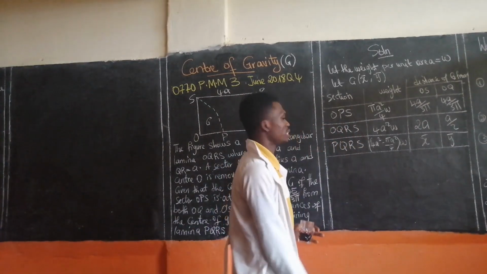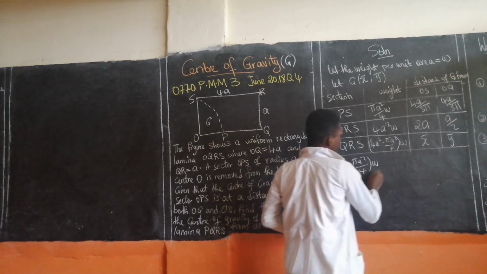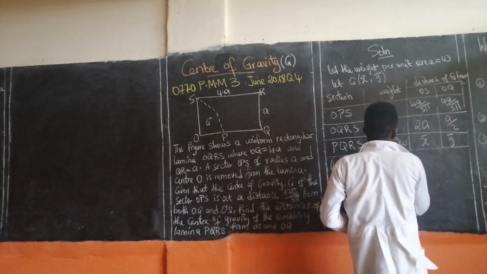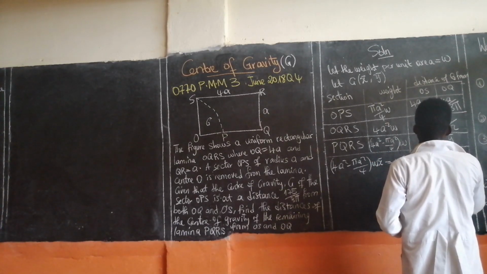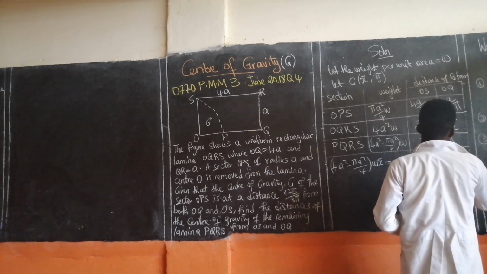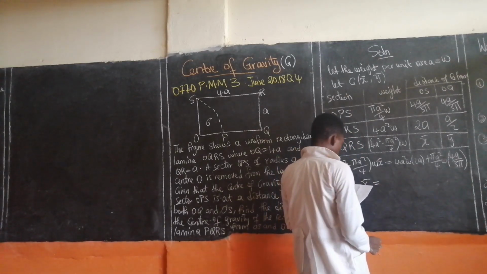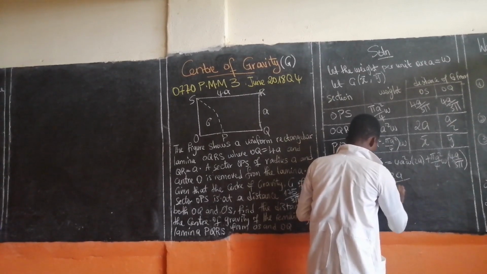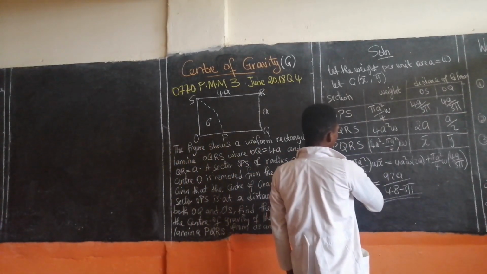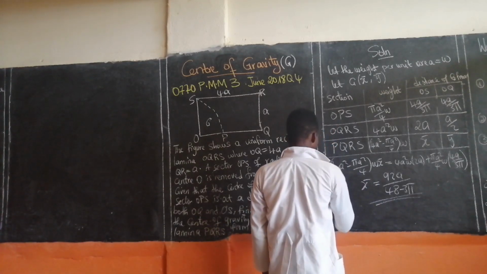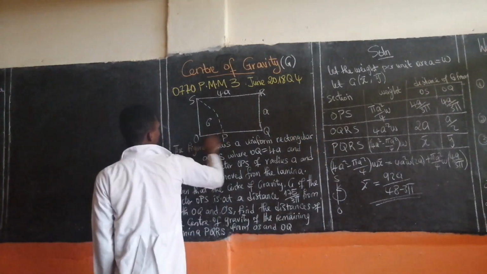Now the principle of moments is applicable. Taking moments about OS, we have that (4a² minus πa² over 4) times W times x bar is equal to 4a²W times 2a plus πa² over 4 W times 4a over 3π. Our interest is to find x bar, and if we do that well, we'll have x bar as 92a over 48 minus 3π. Now I'm going to take moments about OQ.